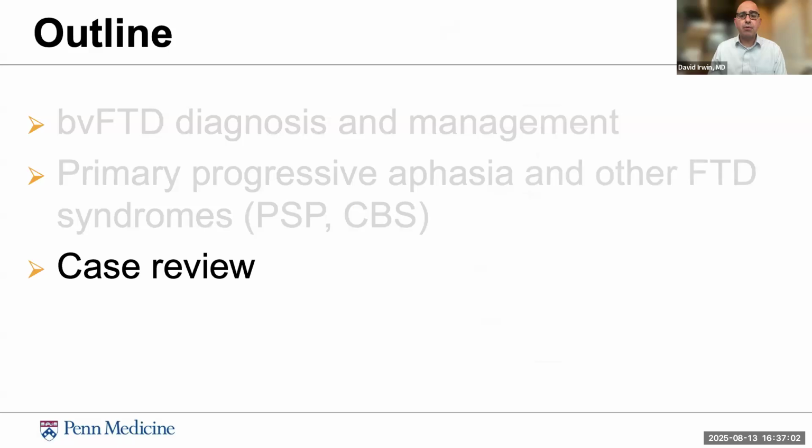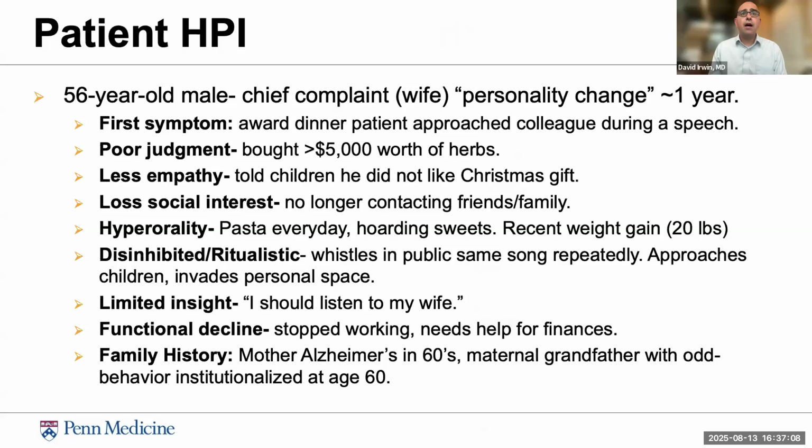So finally, I'd like to end with a hypothetical case that helps illustrate the key learning objectives for today's session. I'll read through briefly and summarize the case. This was a patient who was 56 years old. The chief complaint was supplied from the patient's spouse rather than the patient themselves, and it was characterized as a social disorder. The personality has changed, and it had been about a year.